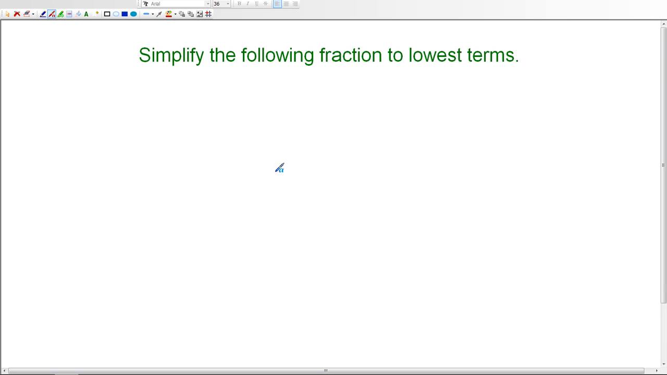So let's start by simplifying the fraction 15/24. Now, you may have directions on your paper that say, make sure that your fraction is in lowest terms, or simplify the following fraction, or maybe even reduce the following fractions. All of these directions mean the exact same thing, and it means that this particular fraction is not in the simplest form. It's not in lowest terms.